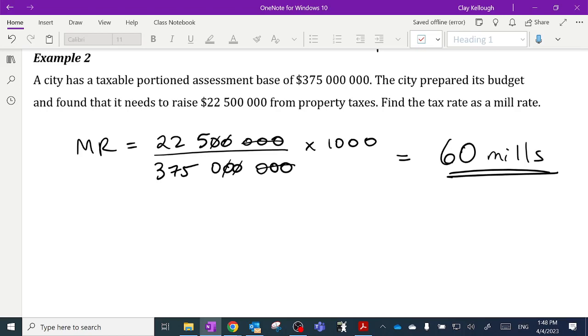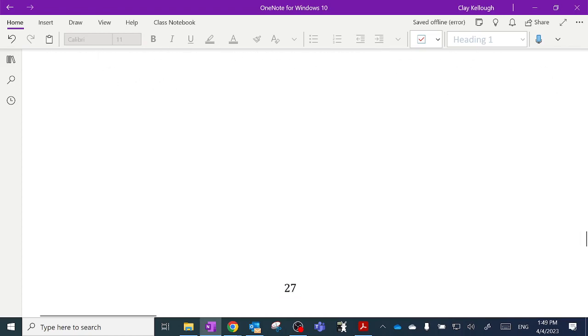And that's kind of a shortcut way of saying, for me, how about this? For every $1,000 of house I own, I'm paying $60 a year in property taxes, if the mill rate's 60. Now here's the thing. The mill rate for the municipal and the mill rate for the education are never the same number. So you always have to calculate twice. That's what the next example is. Go to example 3.